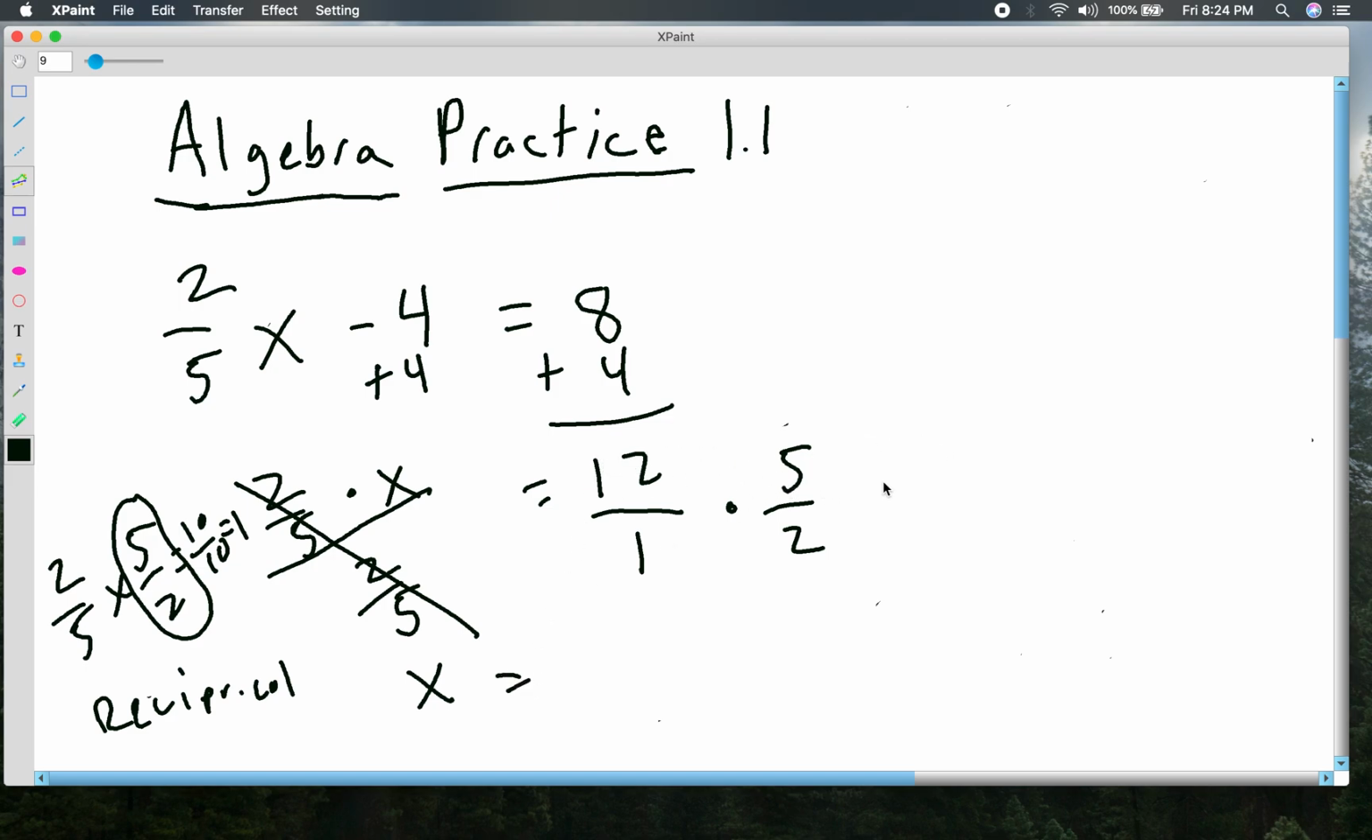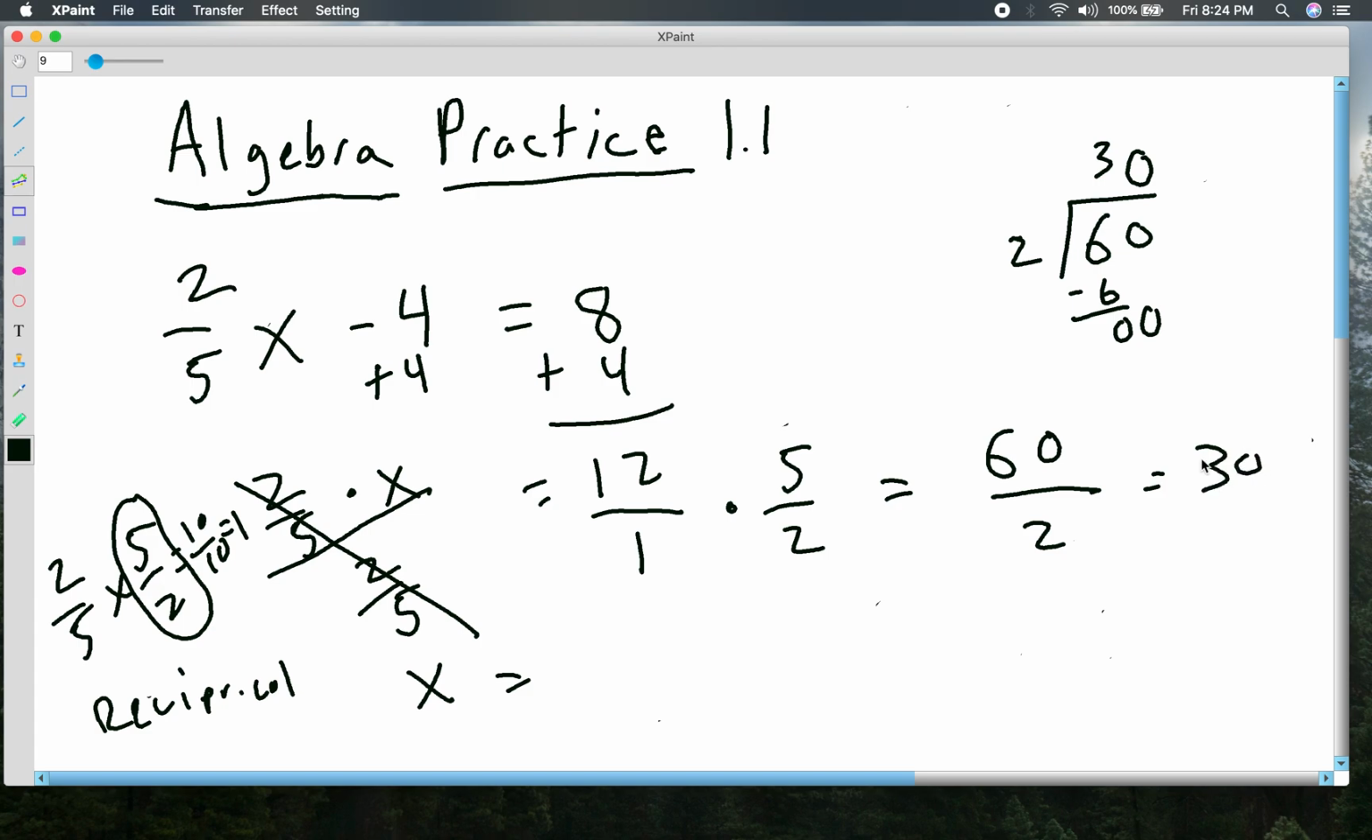12 times 5 equals 60. 2 times 1 is 2. 60 divided by 2. 2 goes into 6 3 times. Goes into 0 0 times. 30. x is going to be equal to 30 here.